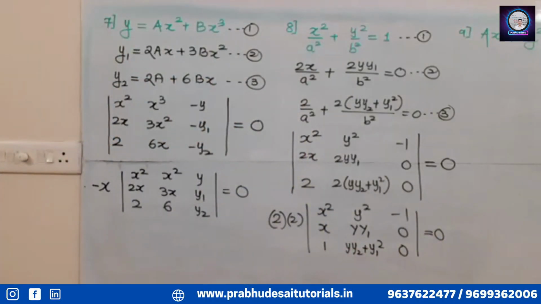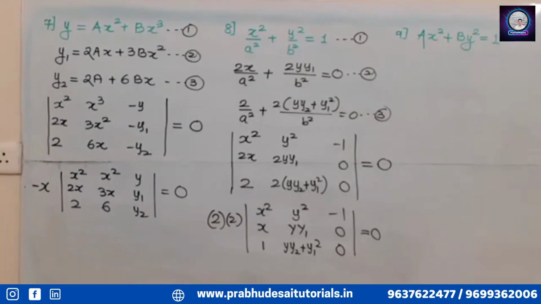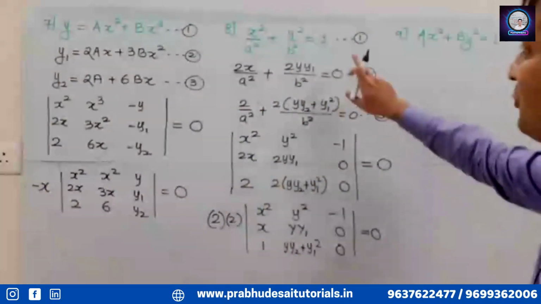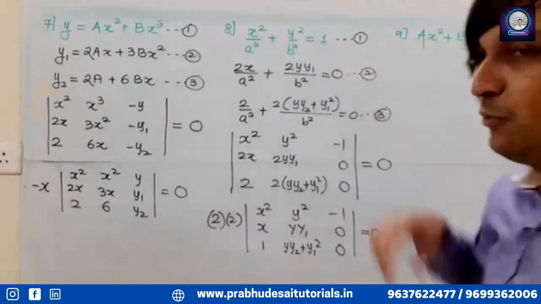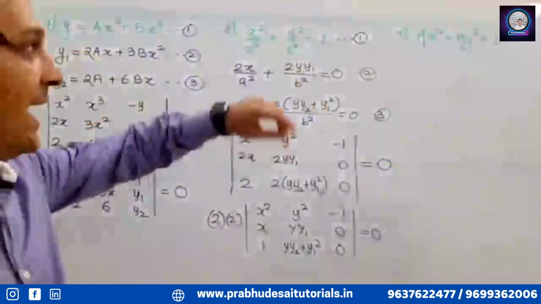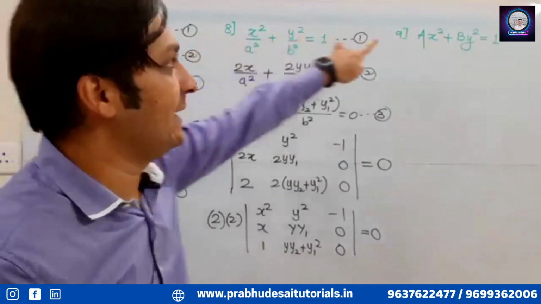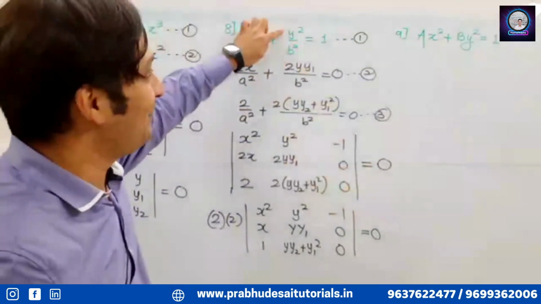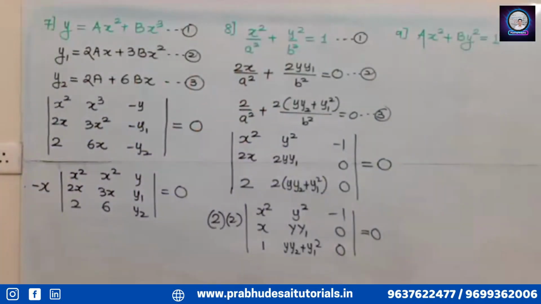Yes, everybody understood number 8? Yes, now number 9 is nothing but 8 only. How? Listen to me carefully. Number 9 is number 8. How? Check this. What if I put 1 upon a square as capital A and 1 upon b square as capital B? Will it be the same sum?